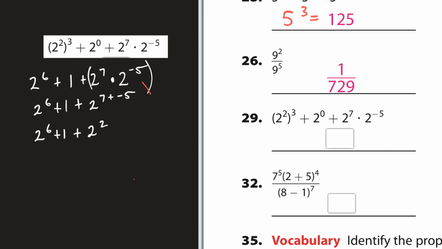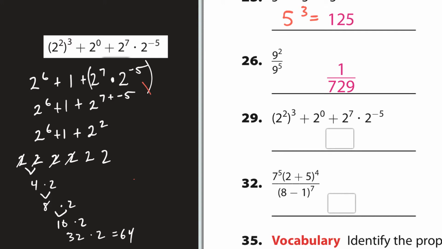Let's see, 2 to the 6th. 2 times 2 times 2 times 2 times 2 times 2. I know that's 4 times 2 is 8 times 2 times 2 is 16. Times 2 is 32. Times 2 is 64. So 2 to the 6th is 64.